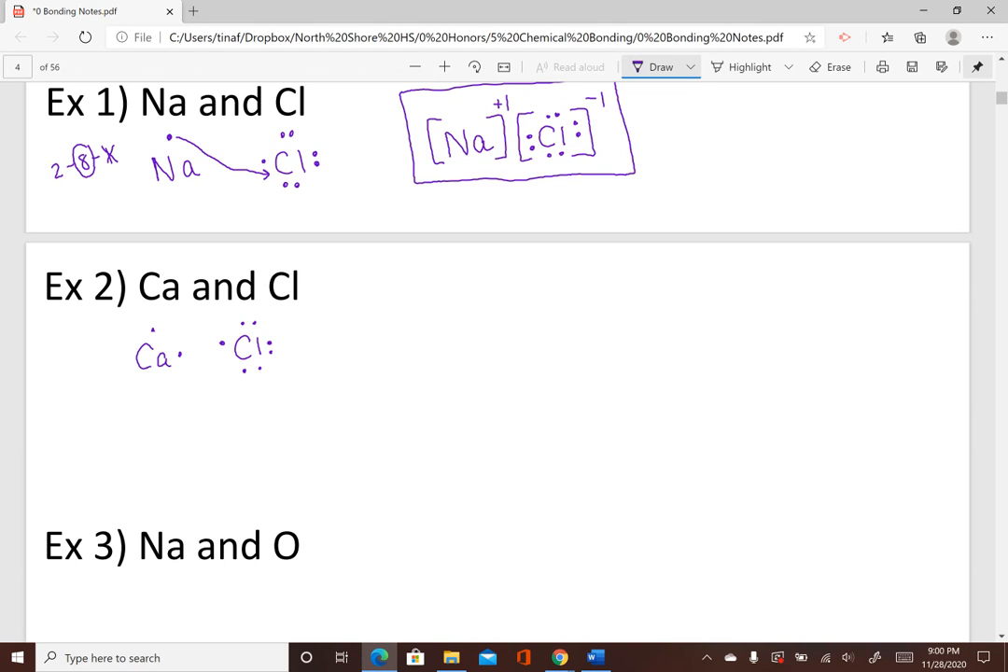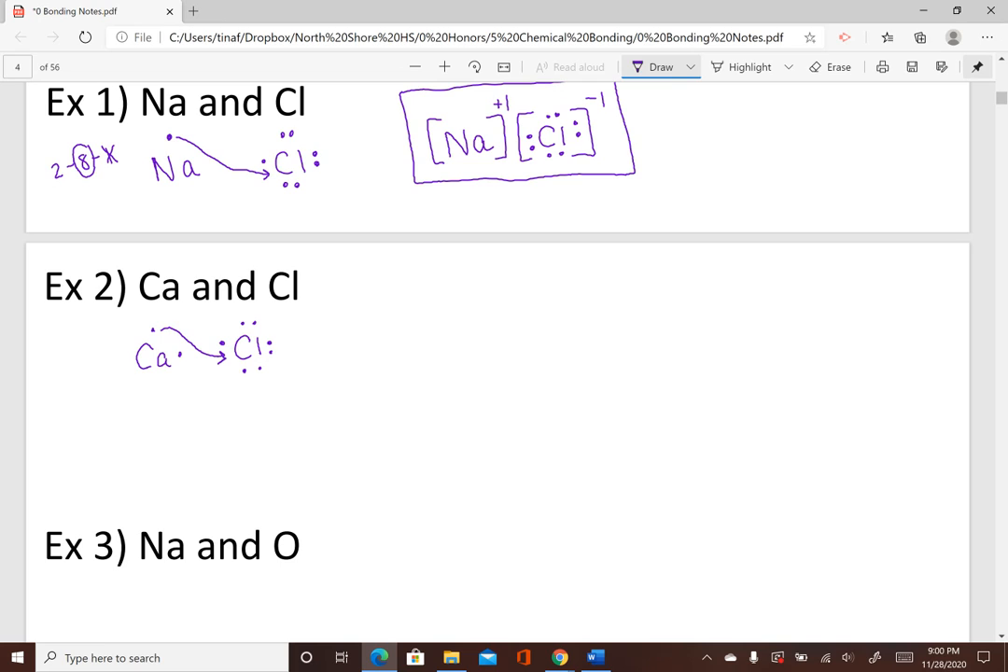So what's going to happen here? Same thing as before. Calcium is going to give its valence electron to chlorine. Chlorine is going to be all filled up with 8. So now, can this calcium be left with one valence electron? Absolutely not, because if it has one valence electron, it's very unstable. It wants to have 8.